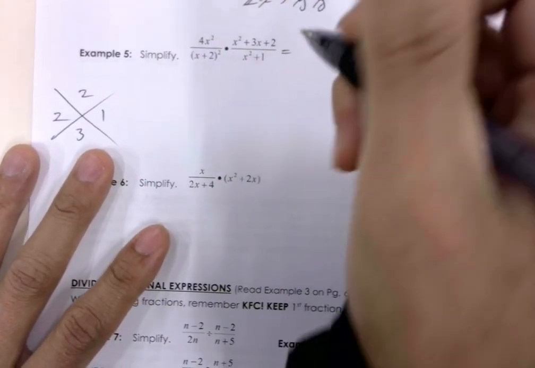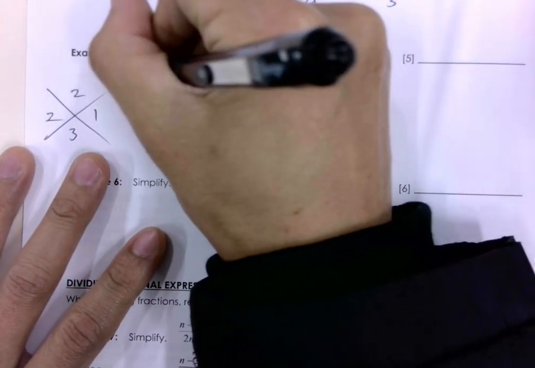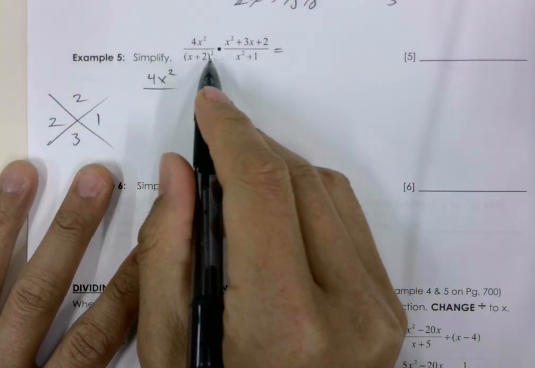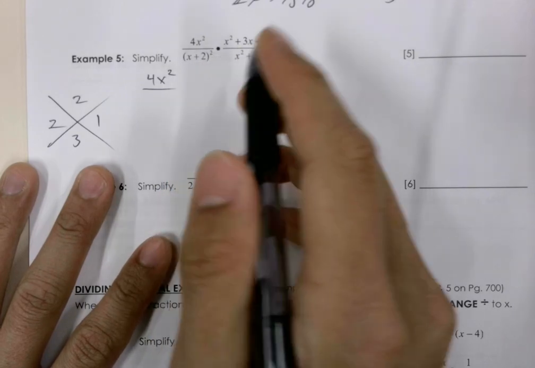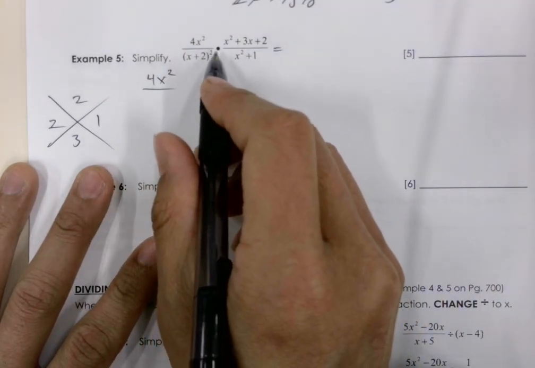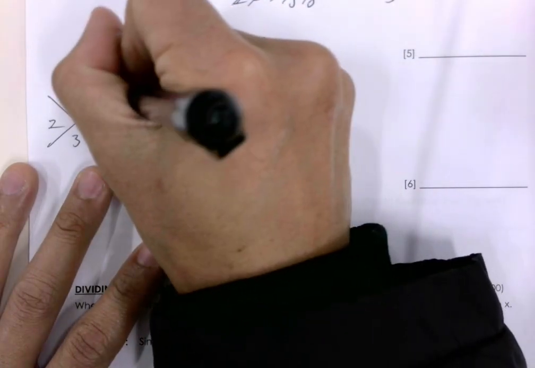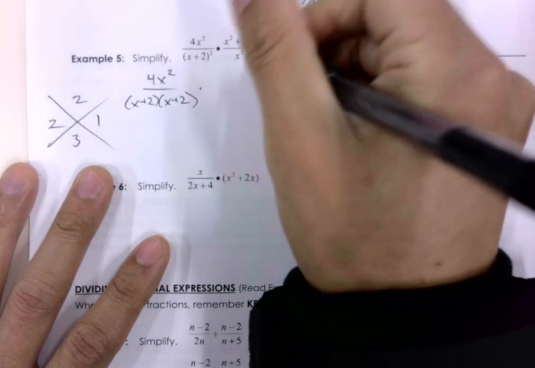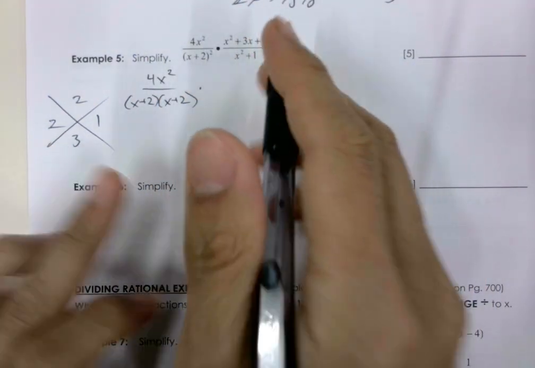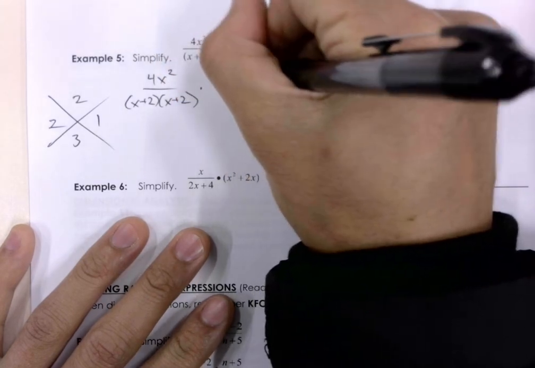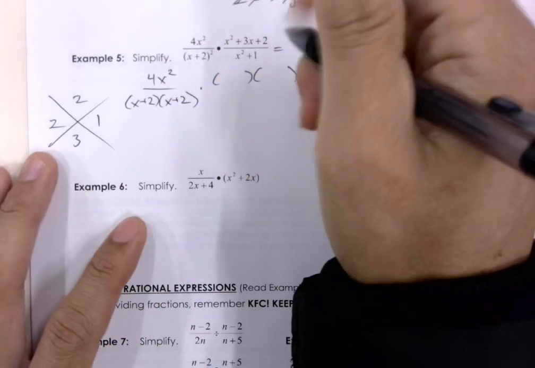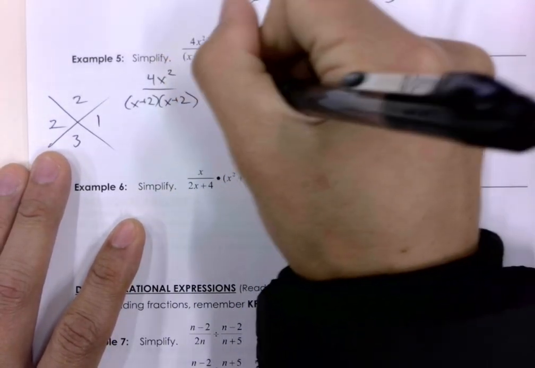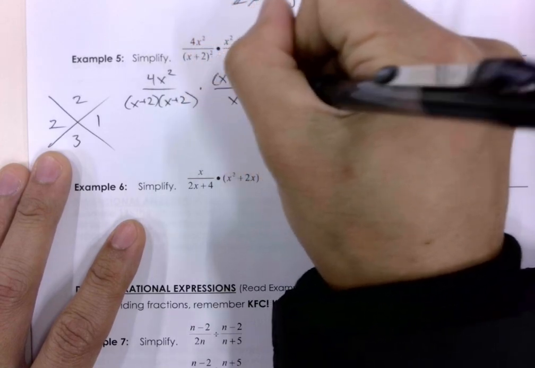So now let's rewrite our rational expressions here. So we'll have 4x squared over, and down here I like to write x plus 2 times x plus 2 to make it clear that we have two factors of x plus 2 when we have a squared up there. So I'm going to do x plus 2 times x plus 2, and then in the numerator, that's what we just factored here, right? So I'm going to write my quadratic expression as two factors: x plus 2 times x plus 1. And then in the denominator, we have x squared plus 1.